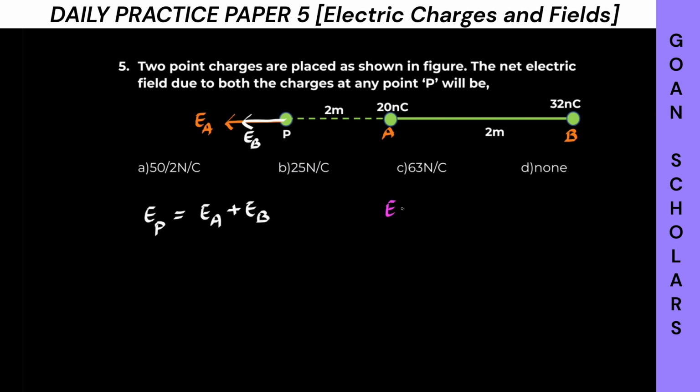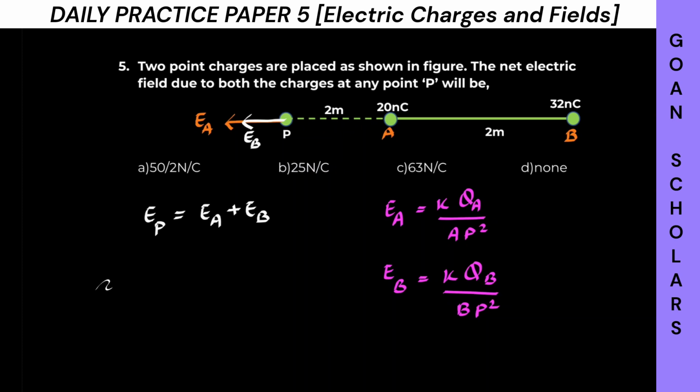Let's find them separately. EA here will be K QA upon separation AP square. Be very careful with separation in these types of problems. What will be the electric field at P due to B? So EB will be K Q at B upon, what's the separation now? BP square. I hope this is clear.